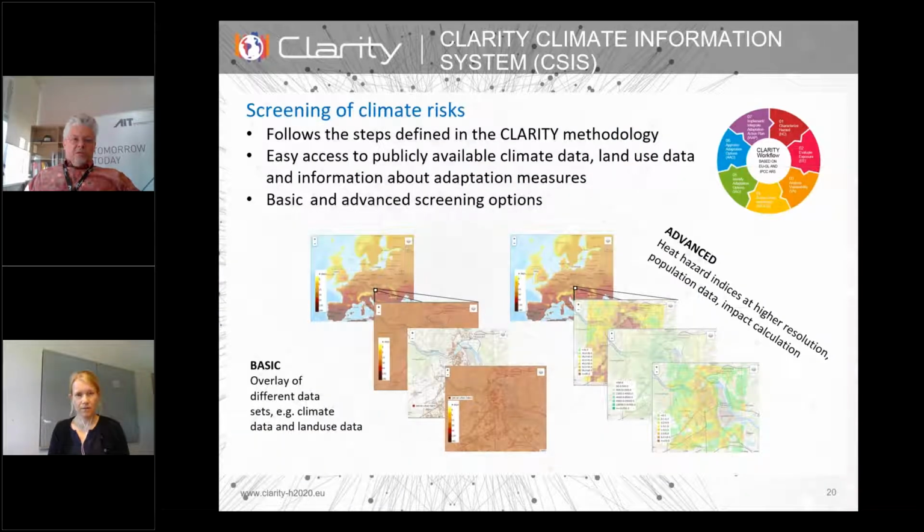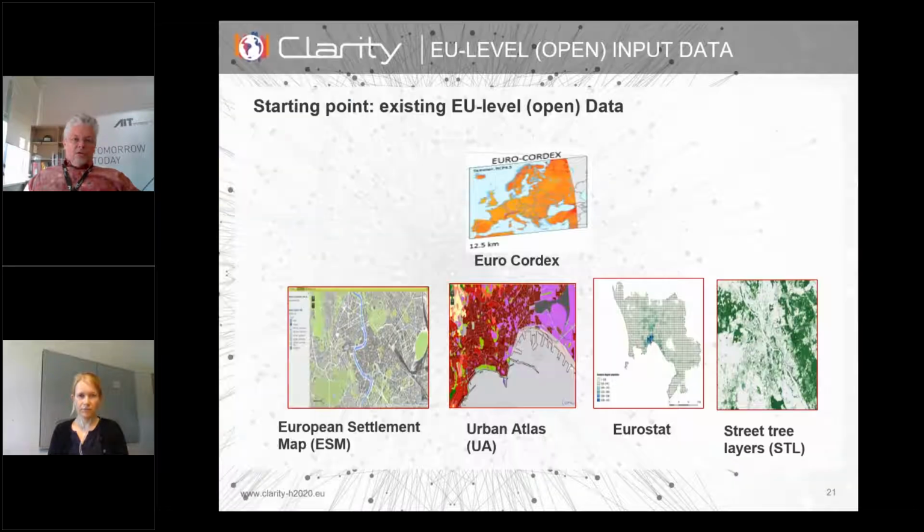For the urban screening, we differentiate between the basic, which is really basic. You just get hazards, you overlay the exposure on it, and if you know what you're doing, you can get some idea of where the problems will be, but that's very dense. The advanced one really does some calculations and downscaling on the fly. It uses this input data.